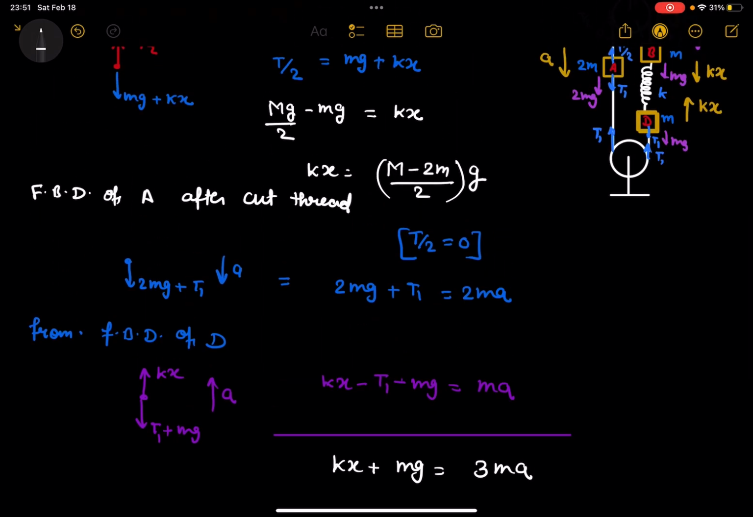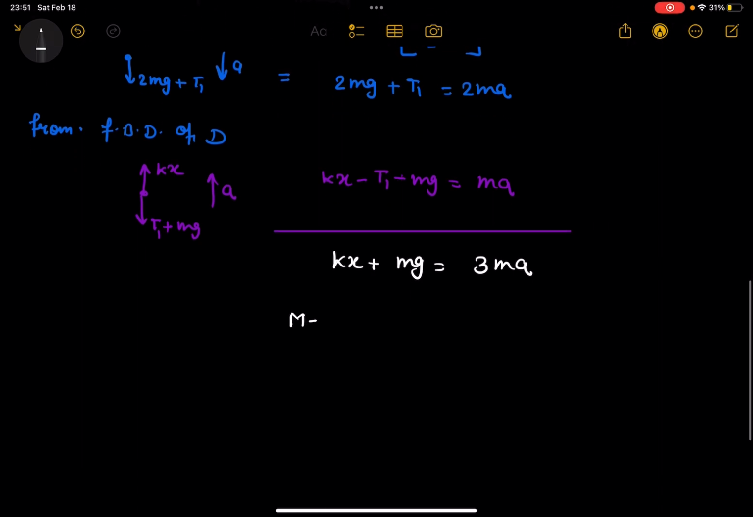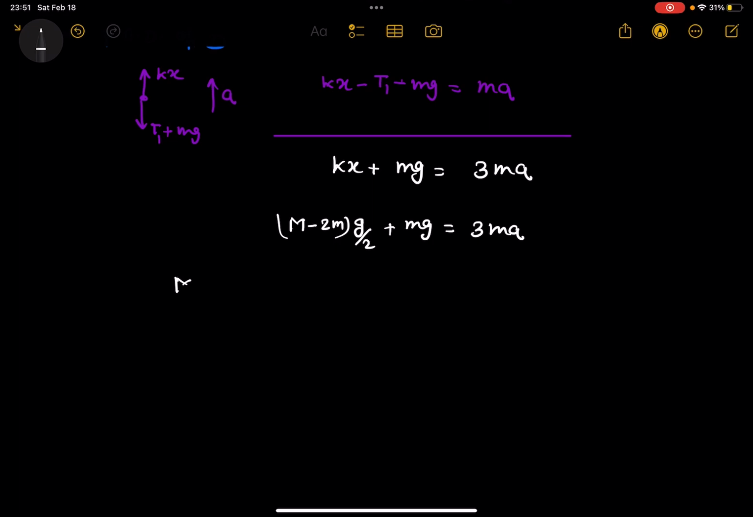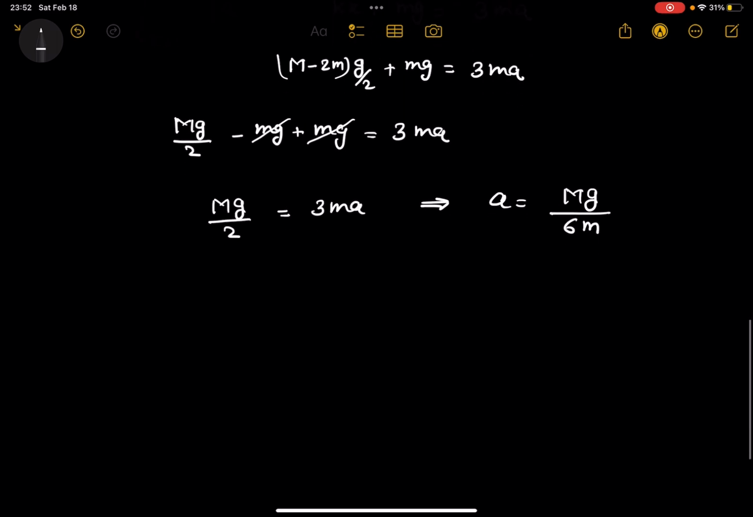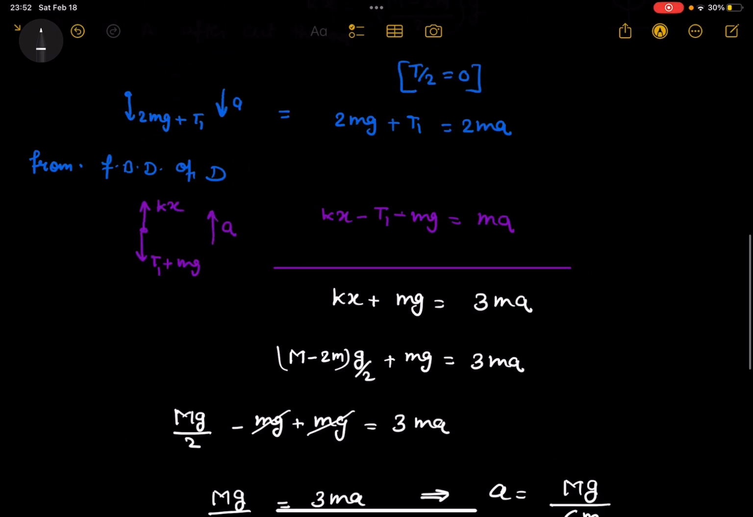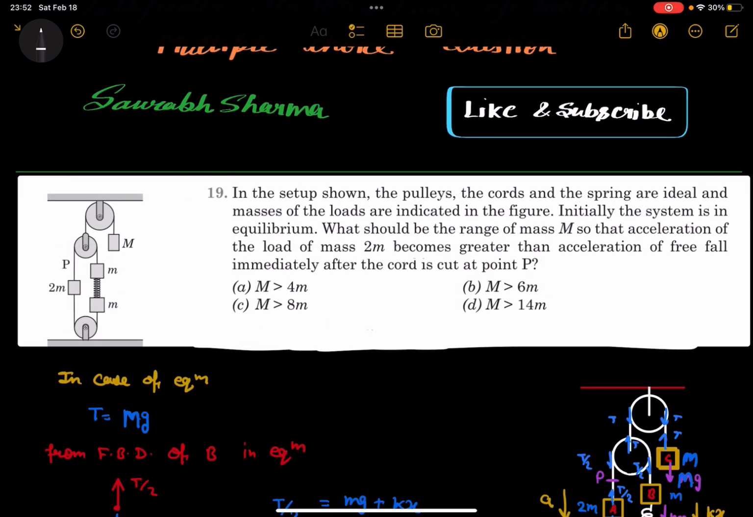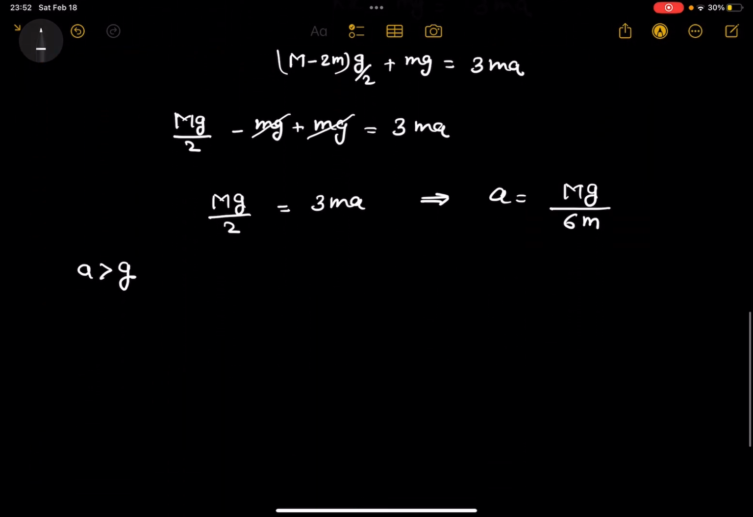kx I already calculated, which is M minus 2m into g by 2. So it is M minus 2m into g by 2 plus mg is equal to 3ma. Finally, if you simplify this equation, then Mg by 2 minus mg plus mg is equal to 3ma. My dear friend, this cancels. So Mg by 2 is equal to 3ma, and acceleration a is equal to Mg upon 6m. And it is given this acceleration is greater than 0. In the question it is given that the acceleration of the load of mass 2m is greater than the acceleration of free fall.